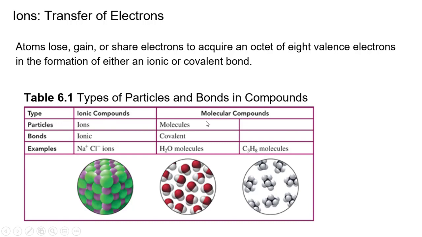Over here is molecular compounds. These share electrons. That's what the word covalent means. They share electrons in order to make an octet. We're not going to discuss these right now. We're looking at this side.